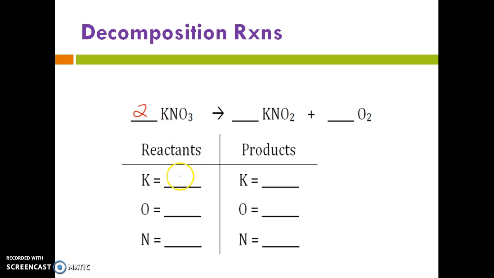So that impacts our potassiums. It impacts our nitrogens. And then we need to then balance those on the product side. So I'm going to do the same thing over here, and they're still balanced. Now let's count our oxygens. There are 6 on the reactant side, and there are 4, 5, 6 on the product side. Balanced.